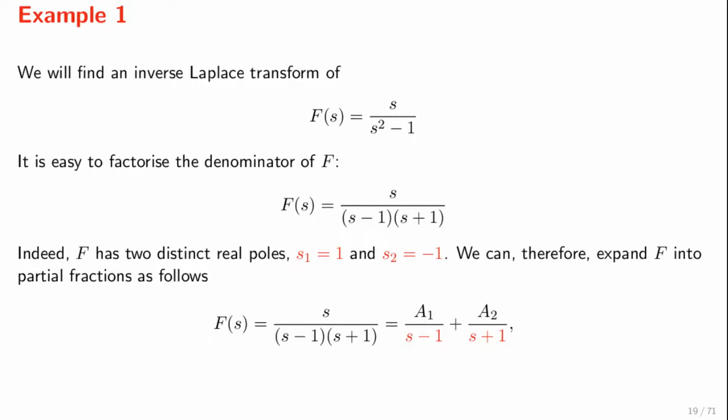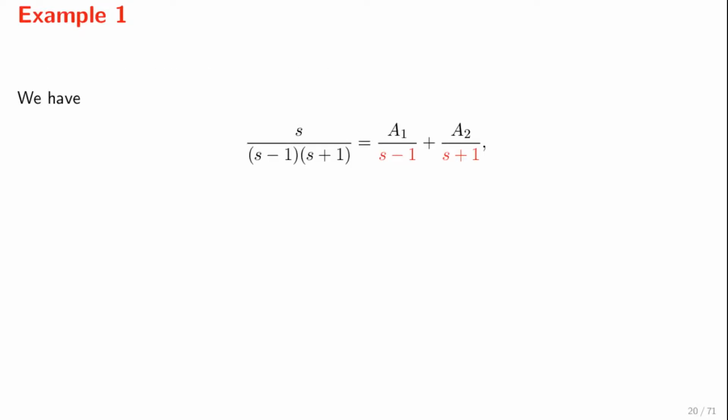We can therefore expand f into partial fractions as follows, with s minus 1 and s plus 1 in the respective denominators. Let us write down the last equation and multiply both sides by (s − 1)(s + 1) so that we can get rid of the denominators. Next, we observe that we have a polynomial of s equal to another polynomial. We have written the polynomial on the left-hand side as 1s + 0 to show that the constant term is 0. But two polynomials are equal if and only if their respective coefficients are equal to one another.